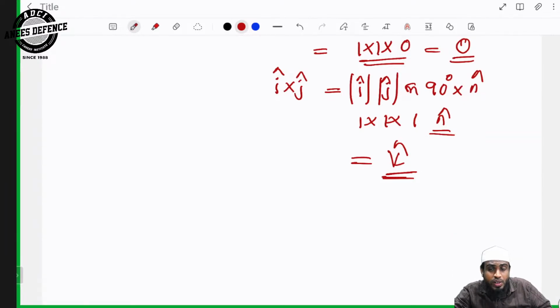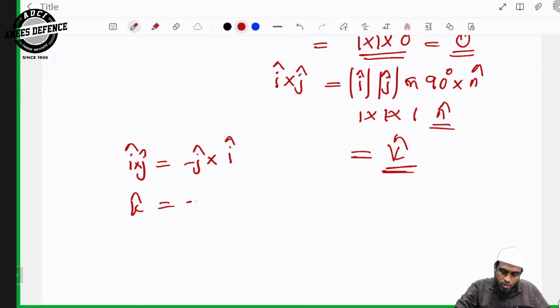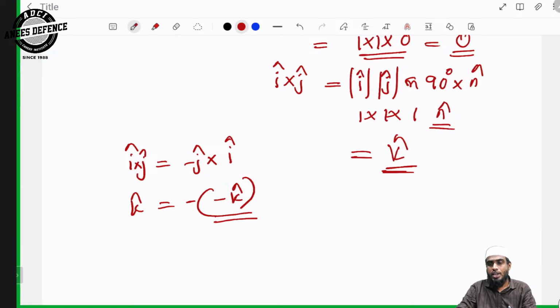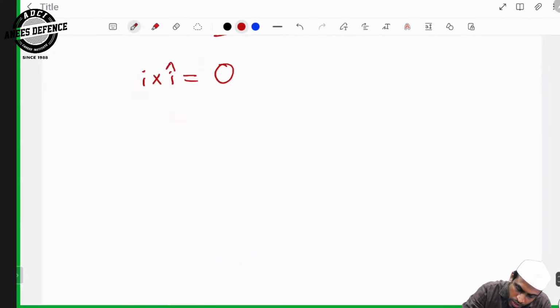So I cross j cannot be equal to j cross I, but I cross j is equal to minus j cross I. I cross j is actually k. If I cross j is along positive direction of the z axis, then j cross I will be along negative direction of the z axis. So I cross I is equal to 0.